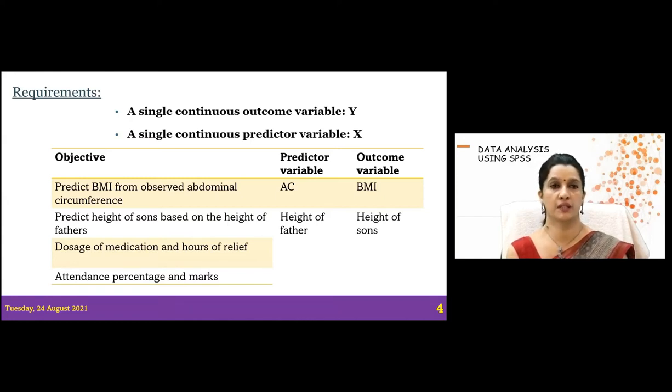Now the third question is doses of medication and hours of relief. What is the predictor variable in this case and what is the outcome variable?